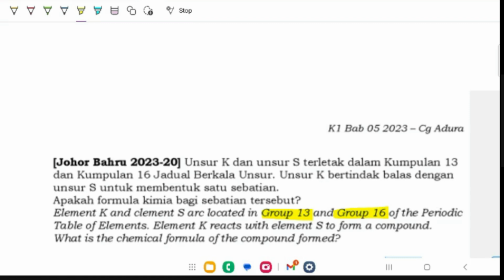Is it D? D. Okay. KS. Okay, K is group 13. So what is the formula, class? If it forms an octet electron arrangement, K is 3, right? K3, and then S2. Charge first. What is the charge, class?